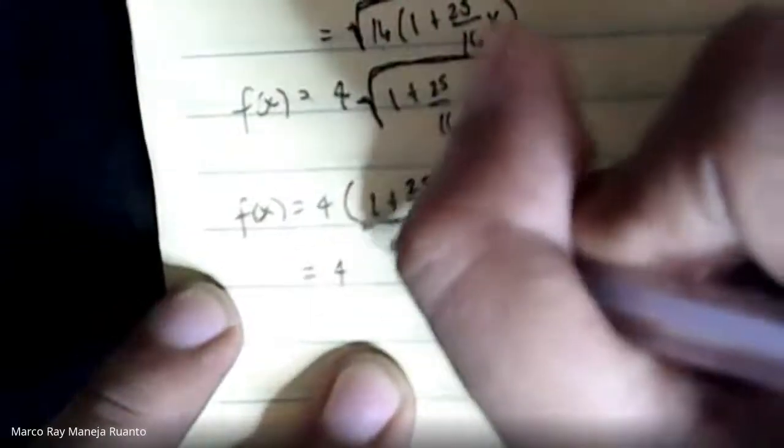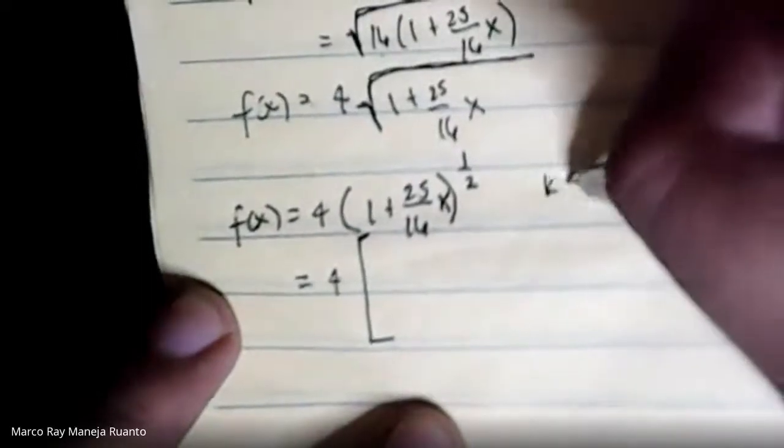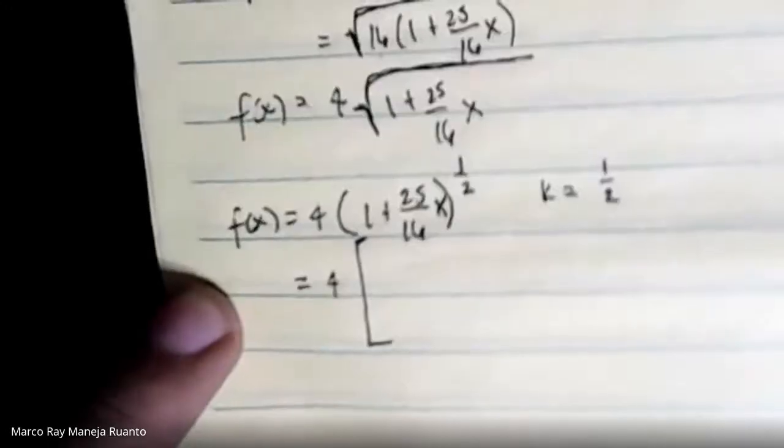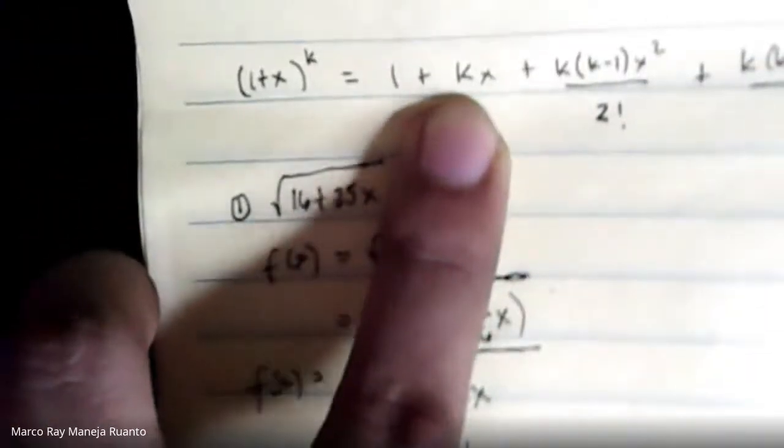To expand this given function, we can write 4 times 1 plus k, where k is equal to 1/2. Now, in our expression, that is x, or 1 plus x.